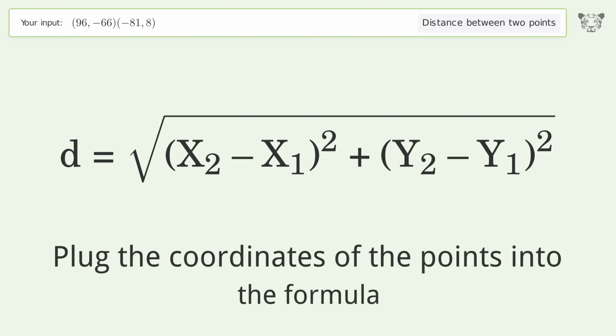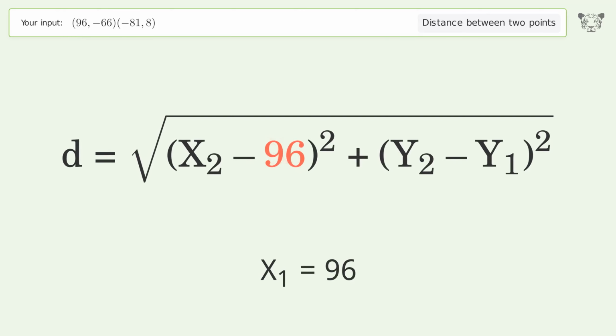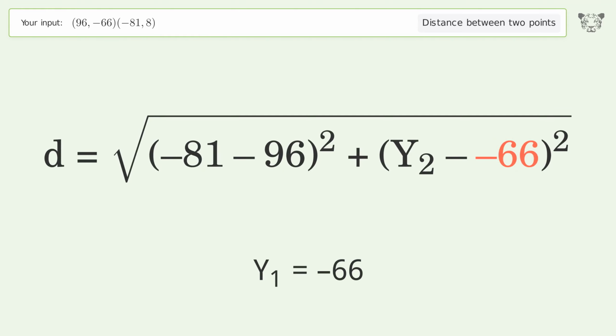Plug the coordinates of the points into the formula. x1 equals 96. x2 equals negative 81. y1 equals negative 66. y2 equals 8.